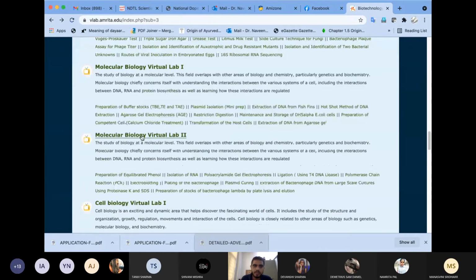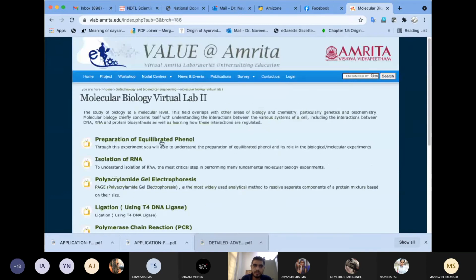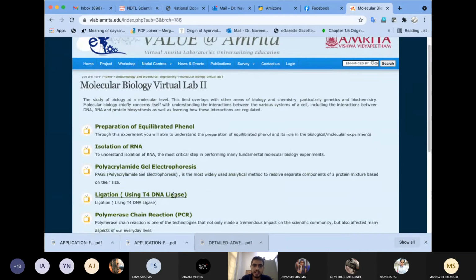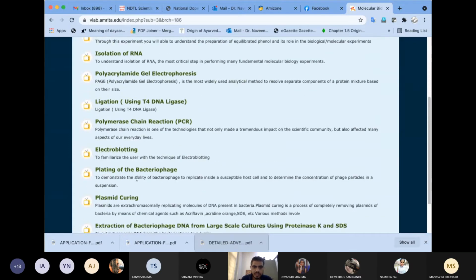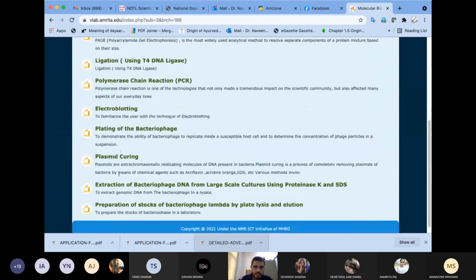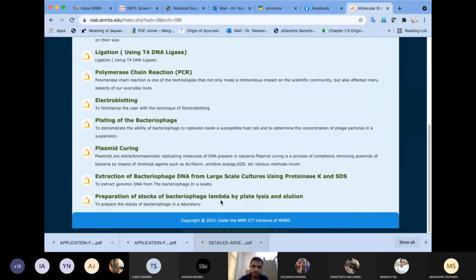In molecular biology lab 2 also we need to go. Here the experiments listed in our course are the polymerase chain reaction, PCR, and electroblotting. Southern blotting is not there. Southern blotting is the remaining one, and I included that in your manual. Once you get the manual, everything will be available with you, and you can study that. Before coming to the class, it is going to be better if you come after reading the manual or studying it.